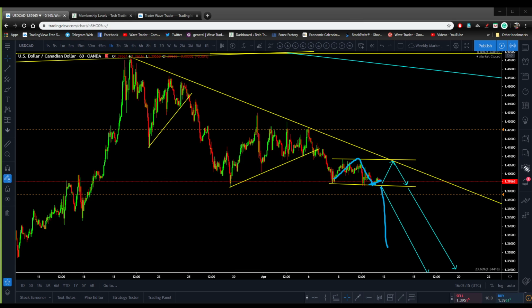If not, then it goes back up for another up move. So this flat formation would form, and you expect dollar cad to continue to go lower.